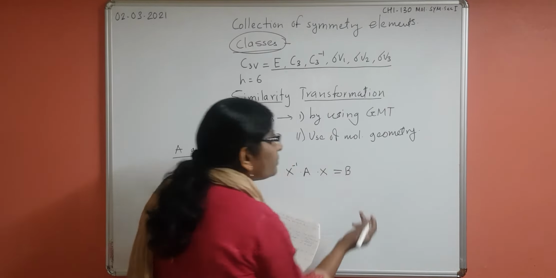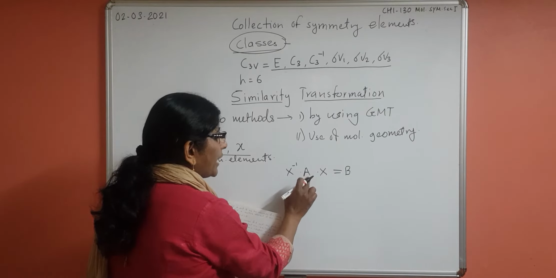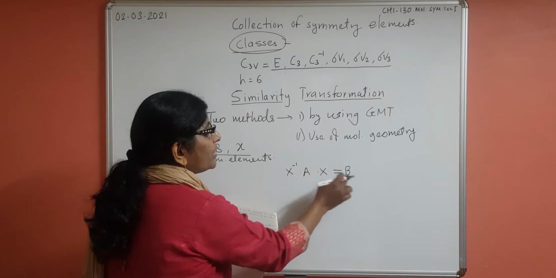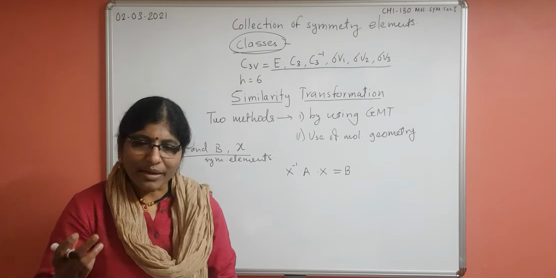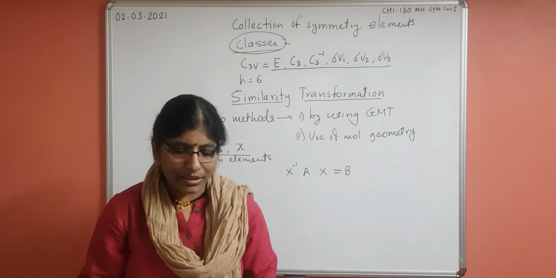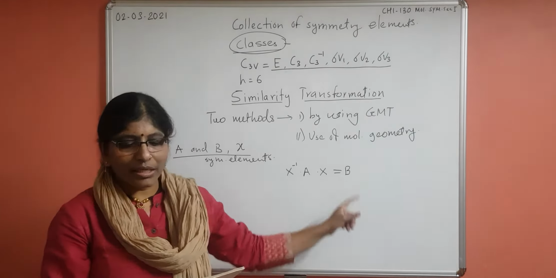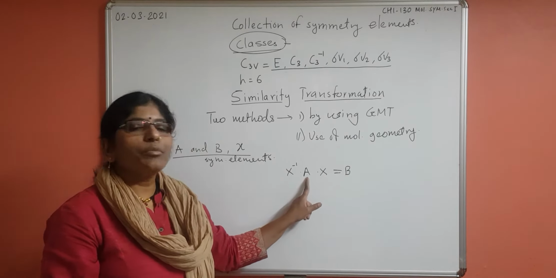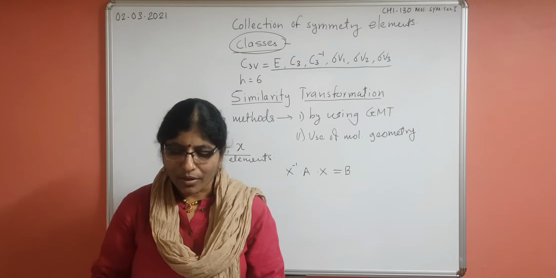So how to read this? We have to start with the right side, X. Similarity transformation on A by X inverse, or the inverse of X, this symmetry element, will end with the product B. Here X minus 1 is the inverse of X, and the resulting product B is called the similarity transformation of A by X. This B is nothing but the similarity transformation of A by X. So this is the equation, or method, you can say.